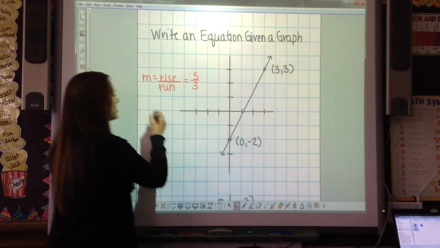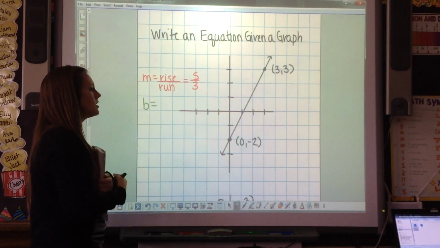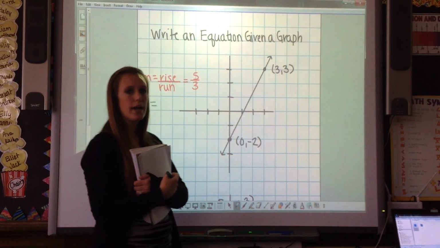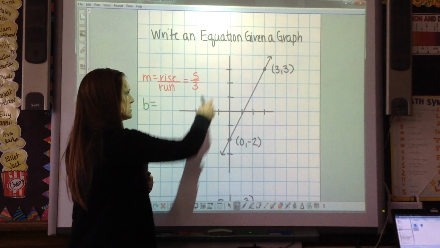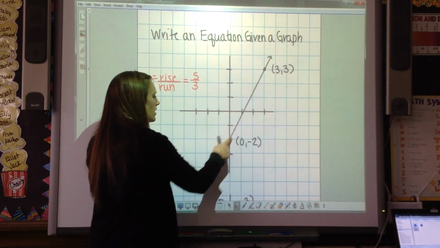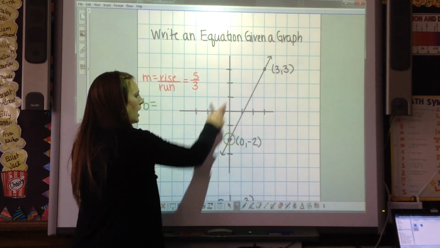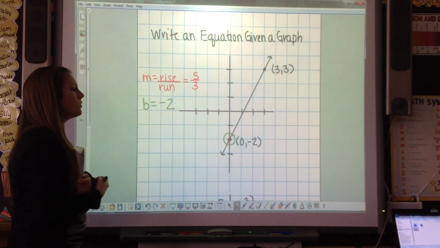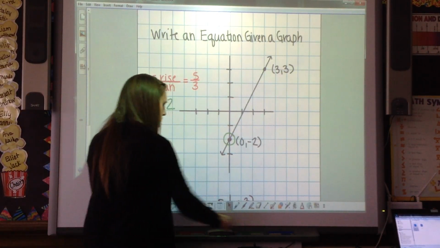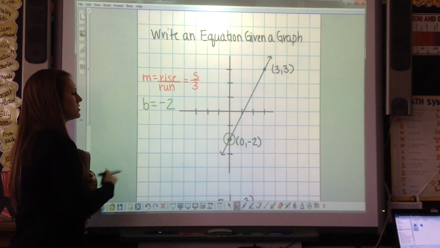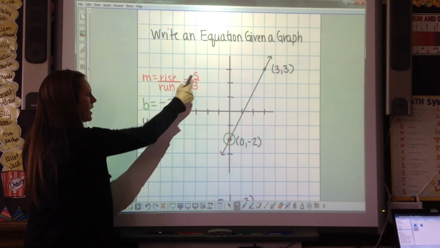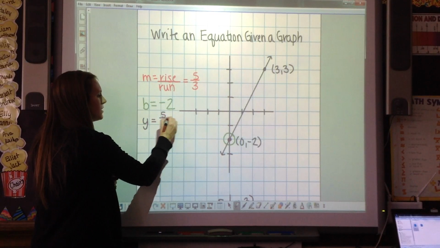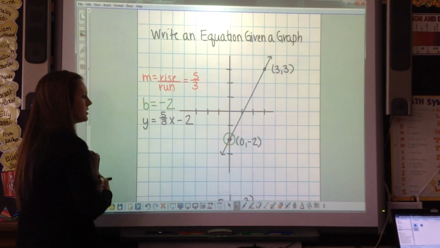The other bit of information you're going to need is the y-intercept. The y-intercept is where your line crosses the y-axis. The y-axis, our line crosses right here. On the y-axis, that's negative 2. When you have that information, you can plug it back into the original equation. Instead of m, I put 5/3, and instead of b, I put negative 2.